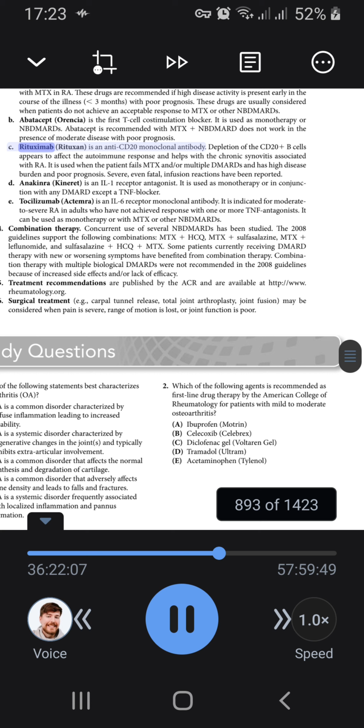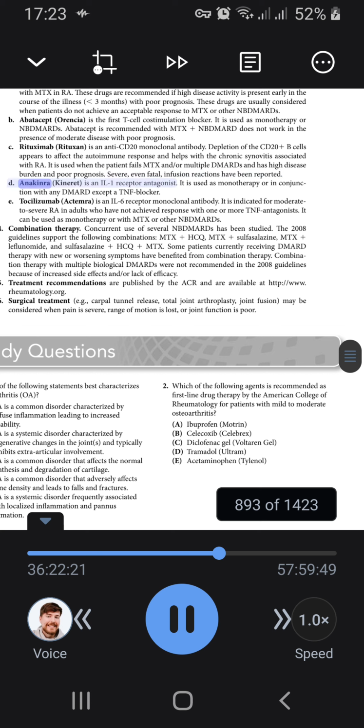C. Rituximab. Rituxan is an anti-CD20 monoclonal antibody. Depletion of the CD20 B cells appears to affect the autoimmune response and helps with the chronic synovitis associated with RA. It is used when the patient fails MTX and/or multiple DMARDs and has high disease burden and poor prognosis. Severe, even fatal, infusion reactions have been reported.